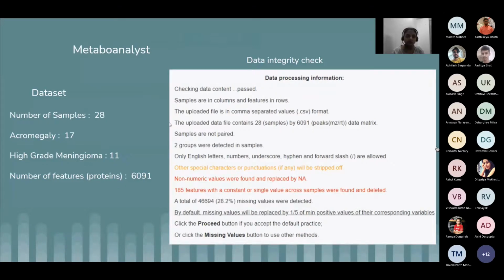Now when we do the data integrity check for this dataset in MetaboAnalyst, it has shown that 28% missing values were detected, and two groups were detected in the samples. One is acromegaly and the other is high-grade meningioma.